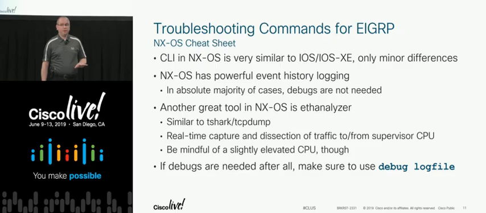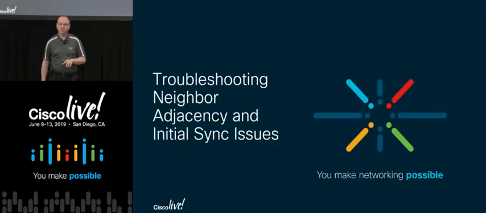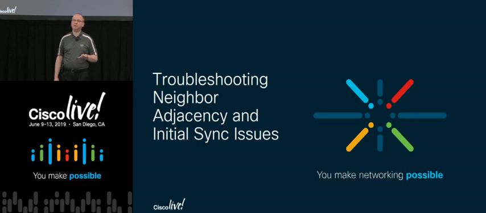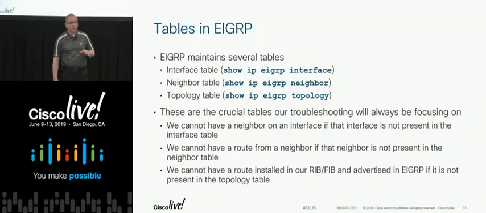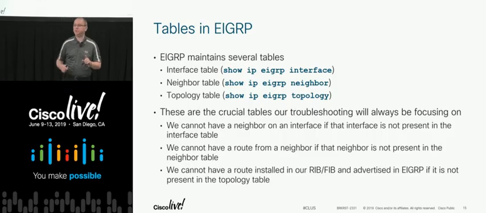These would be the tools that we typically have available, and I will be using these for the rest of the session. So let's start looking at the problems we may see in the EIGRP now. The first area that we may have problems in is establishing adjacencies.